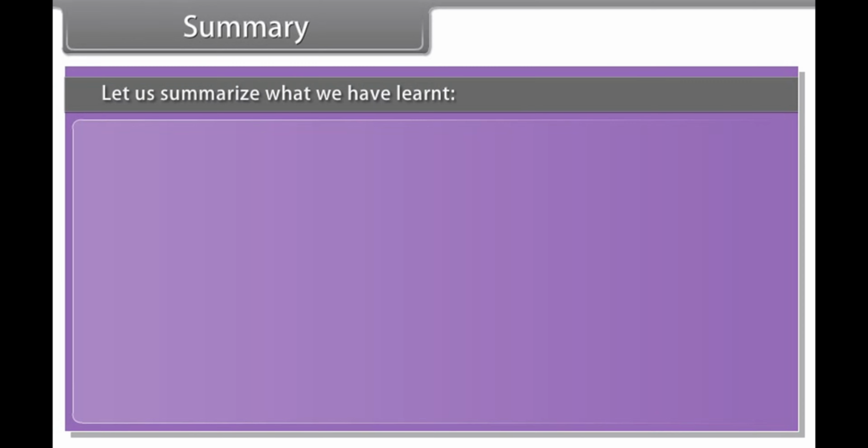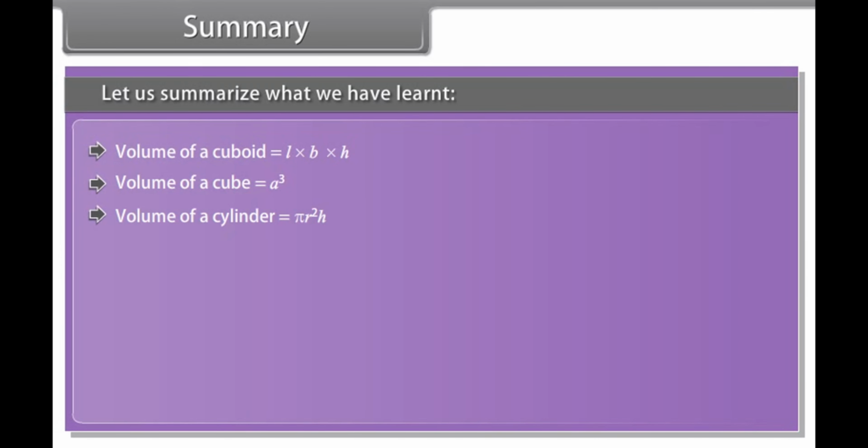Summary. Let us summarize what we have learned. Volume of a cuboid is equal to L into B into H. Volume of a cube is equal to A cube. Volume of a cylinder is equal to pi r square h. Volume of a cone is equal to 1 upon 3 pi r square h.